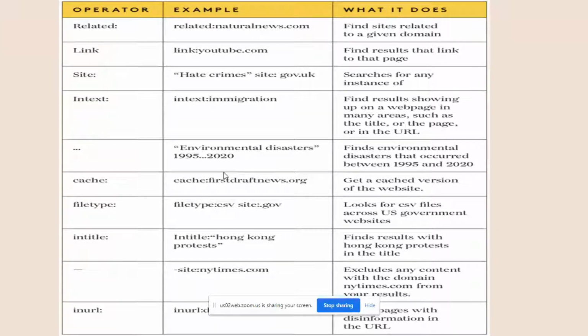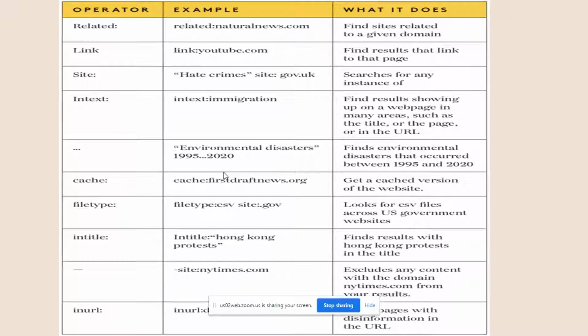Say for related. Now related colon, you'll find sites related to this particular domain. Link colon youtube.com means this will find results that link to that page. Site: you want to know whether this word is used in this type of site. Say for example, here it is written .gov.uk. I can say .gov.in, and I want to see where all the vaccine term is being used in all the Indian government websites. So I can use this.